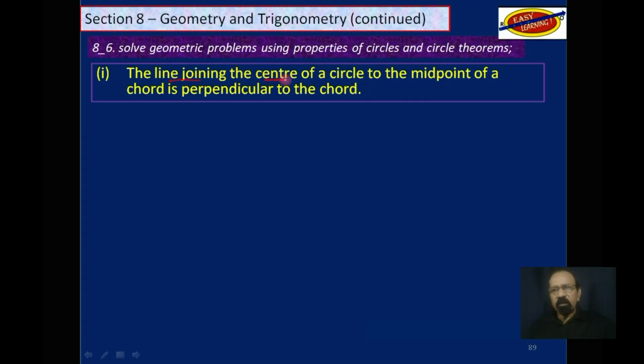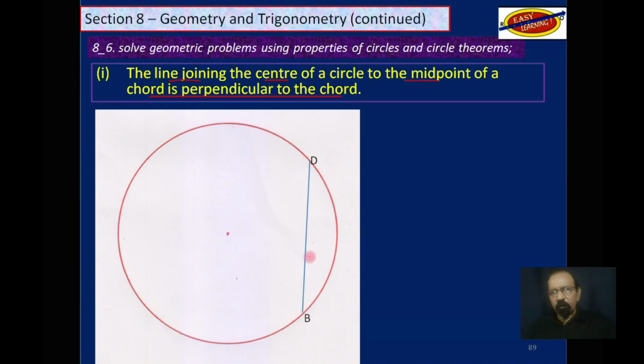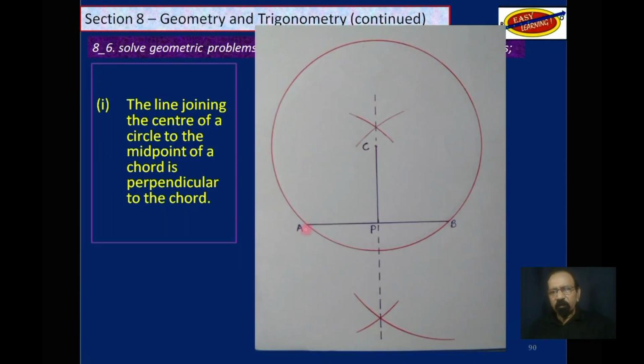The line joining the center of a circle to the midpoint of a chord is perpendicular to the chord. So let us consider this chord over here, BD. And we know that this is the midpoint. That is to say, this side here is equal to this side down here. If we draw a line from the center to that midpoint, that line will be perpendicular to the chord. We will get a right angle here. If we take that chord and we bisect it, this is the perpendicular bisector.